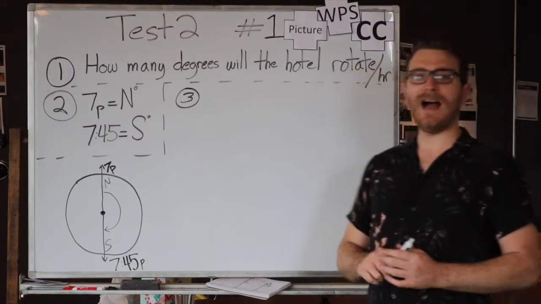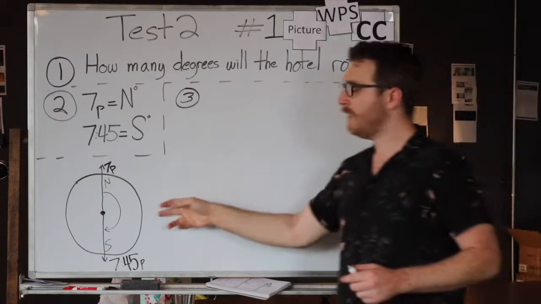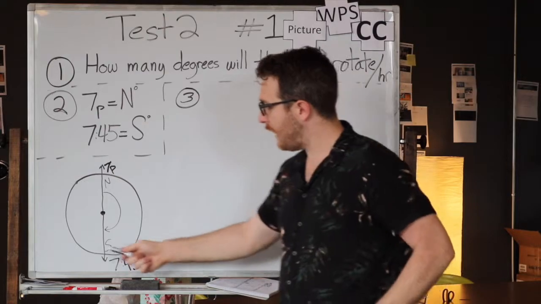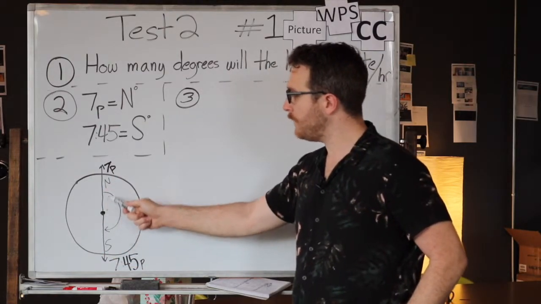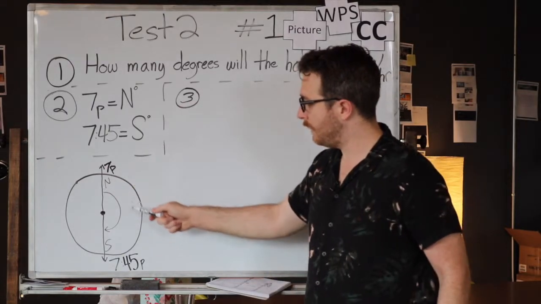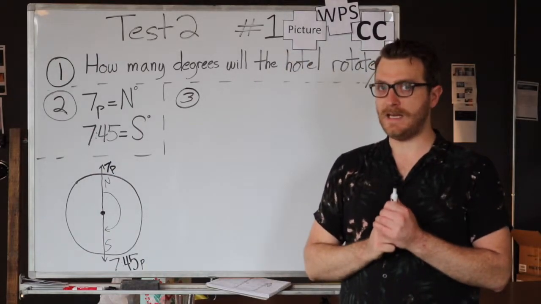With that information, another code cracker you should use to make this a lot simpler is to draw a picture. So here's my rendition of the circular top of the hotel that's rotating. I'm having it rotate clockwise. So here, pointed straight up at due north, 7 p.m. Rotating clockwise, due south at 7:45 p.m.